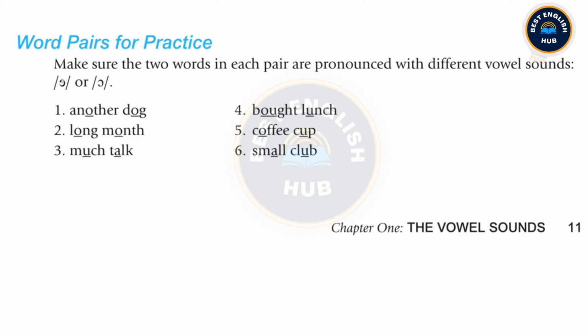Word combinations for uh and aw. Make sure that the two words are pronounced with different vowel sounds. Another dog. Long month. Much talk. Bought lunch. Coffee cup. Small club.